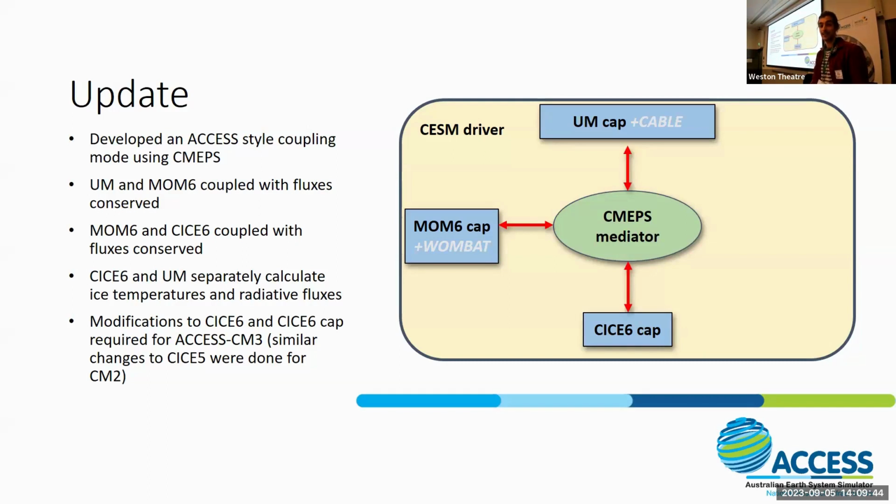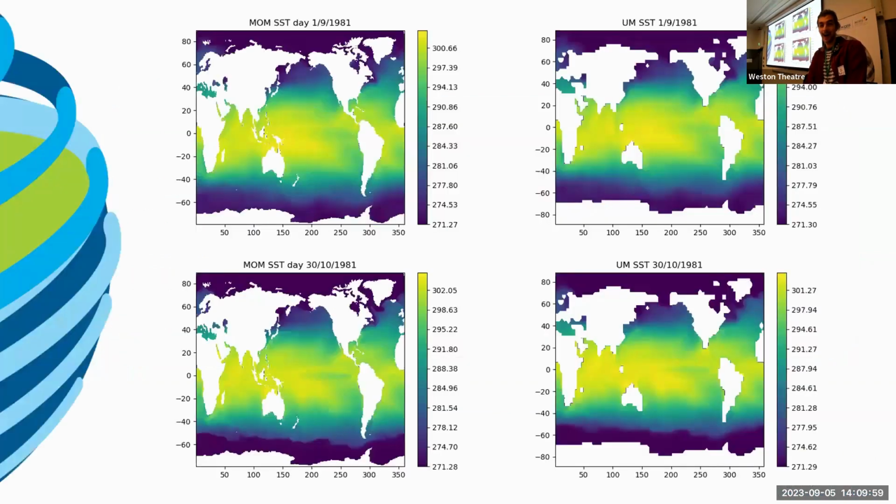But that's similar to the changes we had to make to CICE5 for ACCESS-CM2, so hopefully that is feasible. A lot of the infrastructure is already there, and we've added most of the missing components so far. Still a lot of work to do though, of course. And here are some plots just to convince you that it is working.